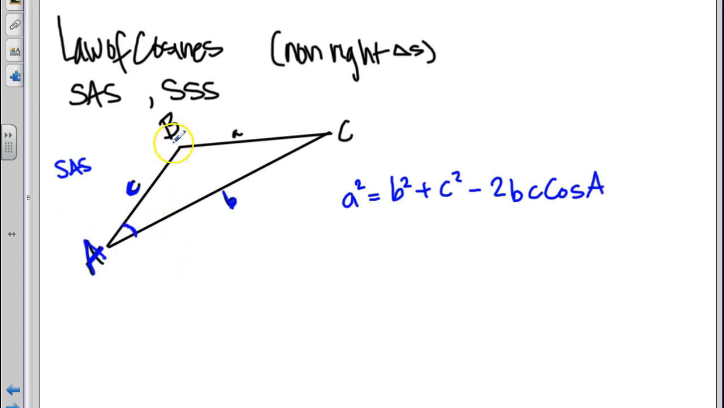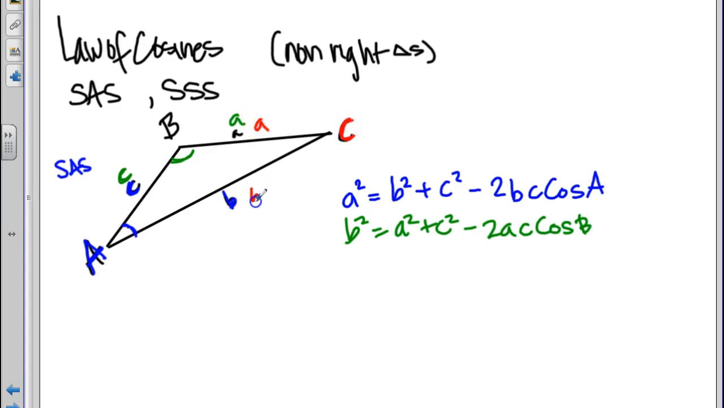Now we can switch this around. Let's say we're given angle B, side C, and side A. So now I'm not given angle or side B. So b squared equals a squared plus c squared minus 2ac cosine B. All right, and then of course we can do the last side, not a problem. Let's say we're given angle C and side A and side B, not side C. So c squared equals a squared plus b squared minus 2ab cosine of C.